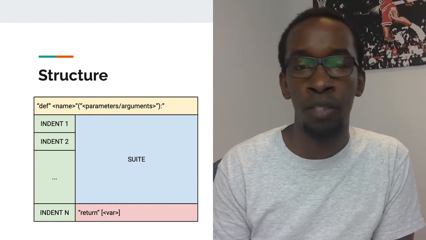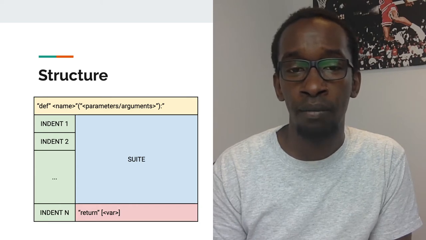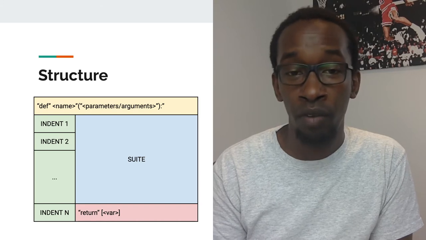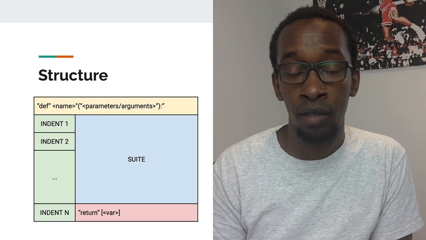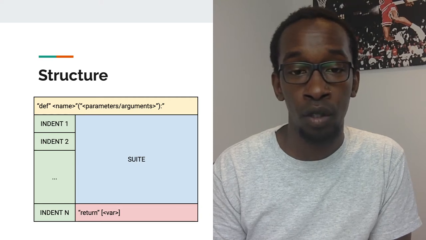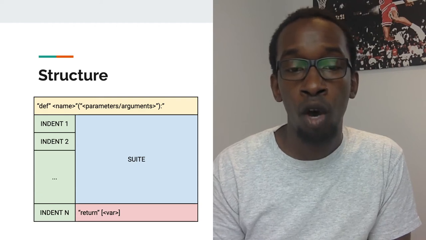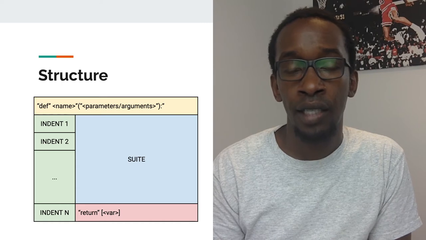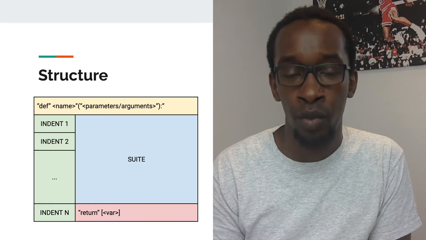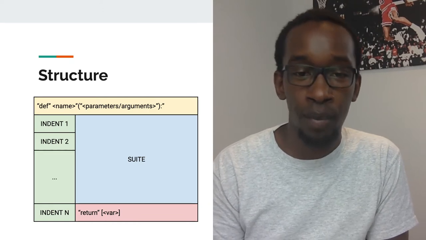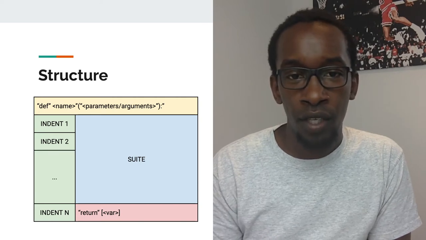But your key take-home from this image is that you have the header, and then you have the suite, and the suite provides a local space for local variables. So it's the local scope. And then at the end, there is an optional return statement. Use the return keyword together with a variable that's present within the suite. If you try to provide a variable that is absent, you should get a name error. So that's the general structure of a function.